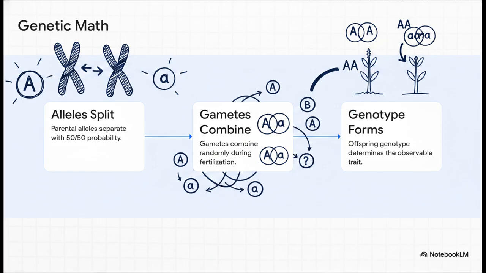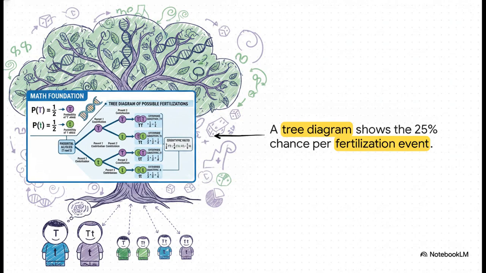Step 2, those resulting gametes combine entirely at random during fertilization. And step 3, the resulting offspring's genotype, their underlying genetic code, determines the observable trait we actually end up seeing. Let's walk through this tree diagram to really visualize the math behind that sequence. If a parent carries a dominant big T allele and a recessive little t allele, the probability of passing on the big T is exactly 1/2. The probability of passing on the little t is also 1/2.